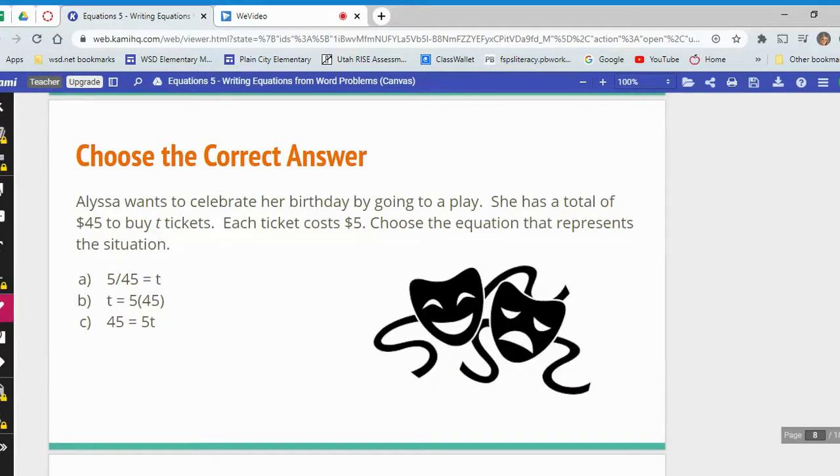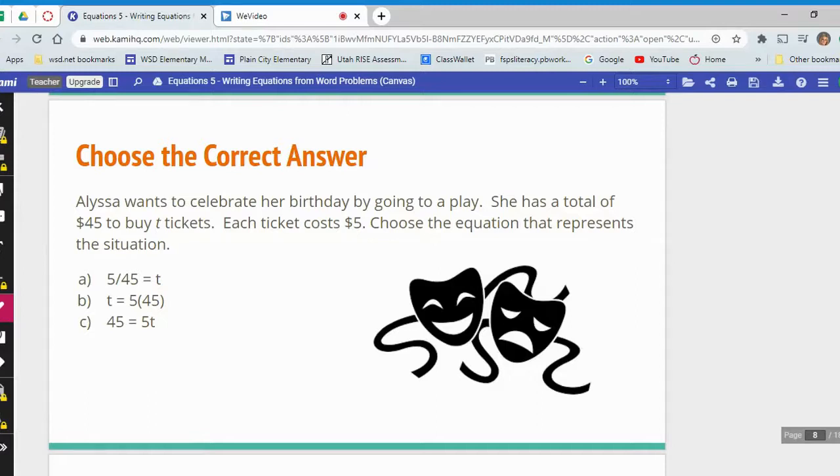Okay, let's try a few more together, and then there'll be some that you can try and then check. So, Alyssa wants to celebrate her birthday by going to a play. She has a total of $45 to buy tickets. Each ticket costs $5. Choose the equation that represents the situation.